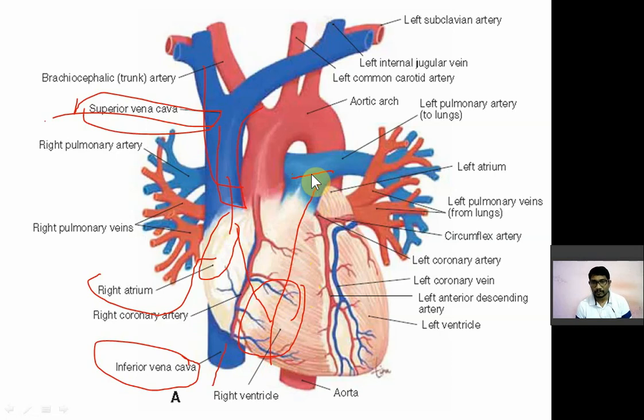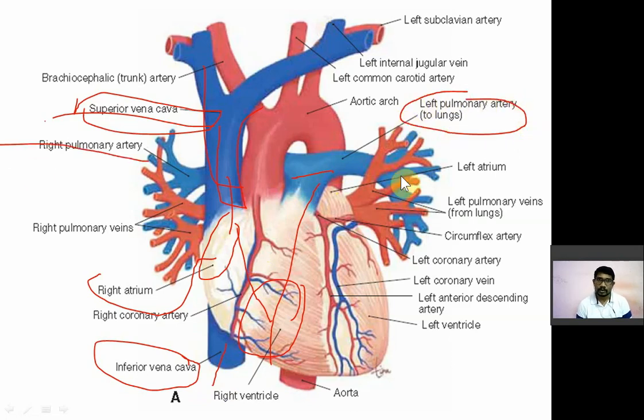Now this pulmonary vein will carry this deoxygenated blood to the lungs, where there will be exchange of carbon dioxide and oxygen and purification of blood. Now this is a pulmonary artery. This impure blood will be pumped into the pulmonary artery and sent to the lungs. This one is the left pulmonary artery and this one is the right pulmonary artery.